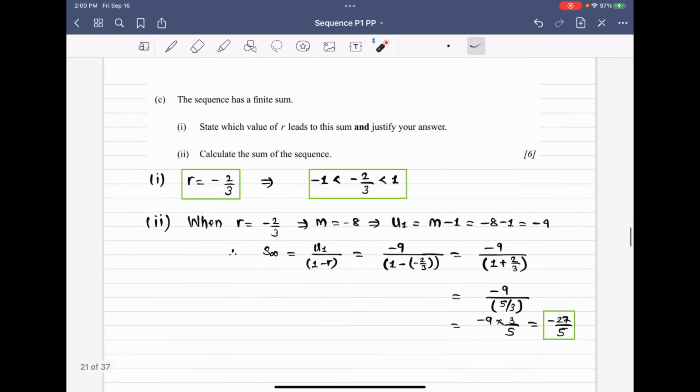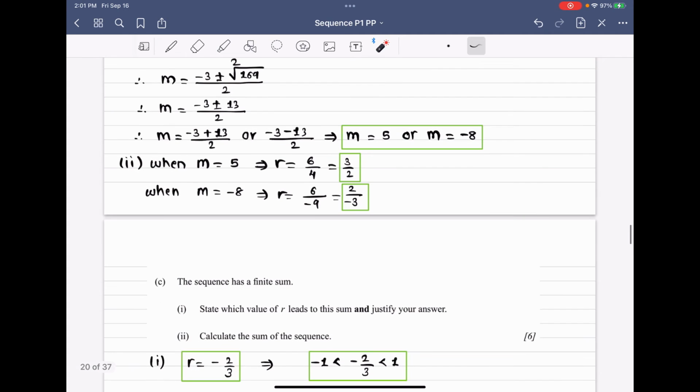C part, last part. The sequence has a finite sum. State the value of r that leads to this sum and justify your answer. In the first case, when r is 3 by 2, which is greater than 1, you can see that every next term is increasing. So we don't know where to stop because we don't know the higher infinity value. So it's a diverging sequence, if your r is greater than 1.